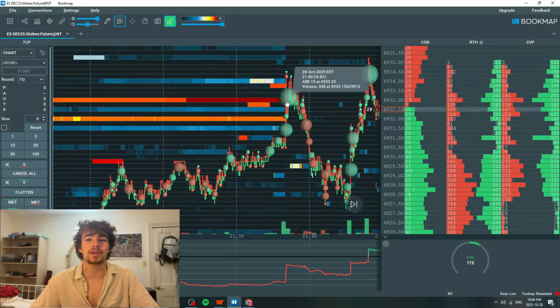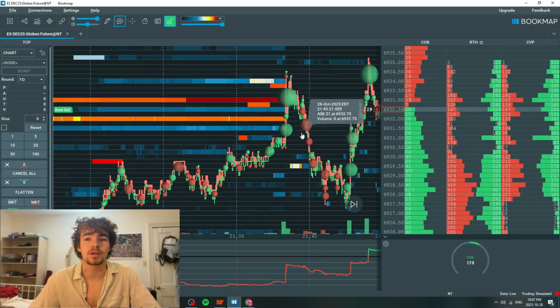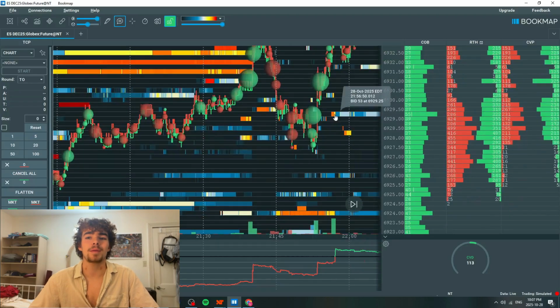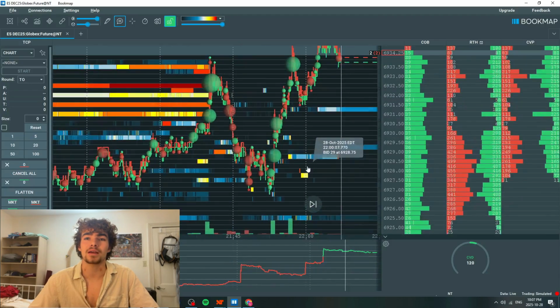But the important thing is, look, people wanted to sell up here. People wanted to sell so badly up here, but no one wanted to buy up here. So then price came back down. People are still wary about buying. People want to sell, though.